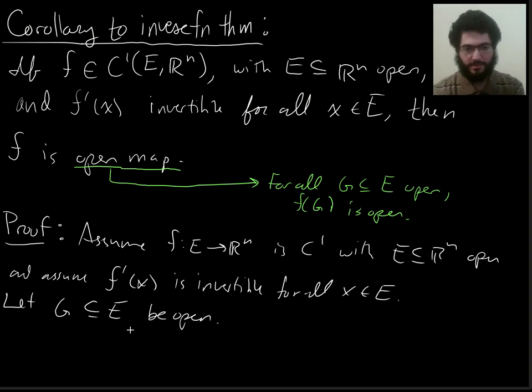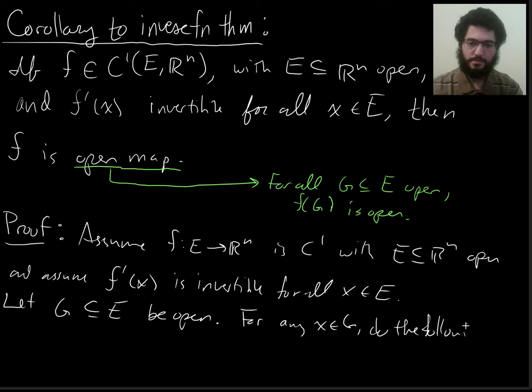Okay, and you don't have to worry about open in the subspace E versus open in Rn. They're the same because E itself is open. So not worrying about that now. Our goal is to prove that the image of G under f is open. So let's focus on the points in G. I shouldn't say for any, for each. Do the following for each point in G.